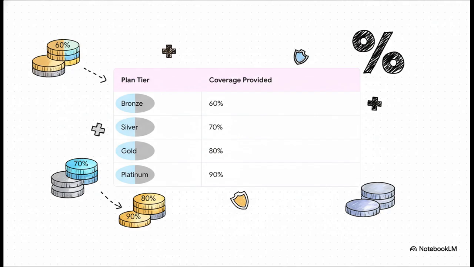And this chart here shows you exactly what that looks like in the real world. A bronze plan, on average, is designed to cover about 60% of your healthcare costs. So you pay the other 40%. It goes right up the ladder from there.